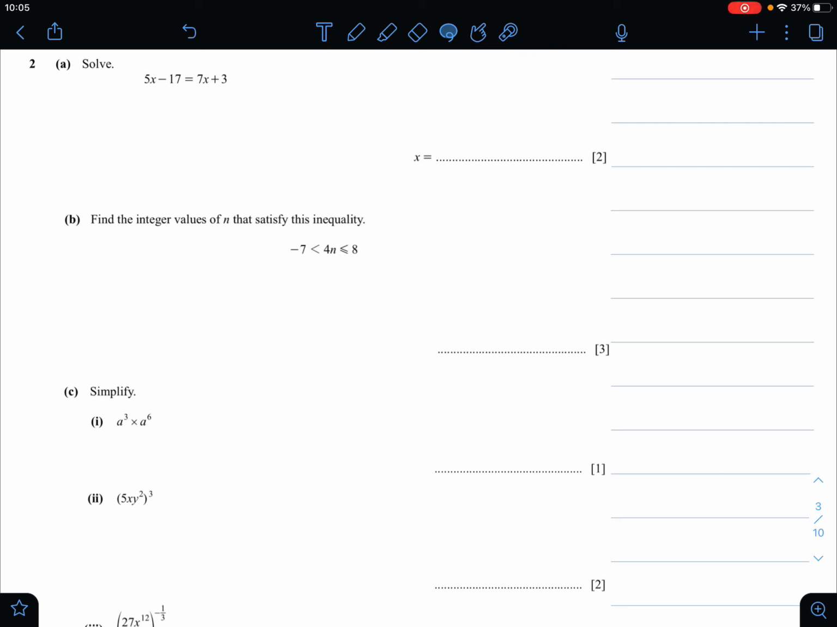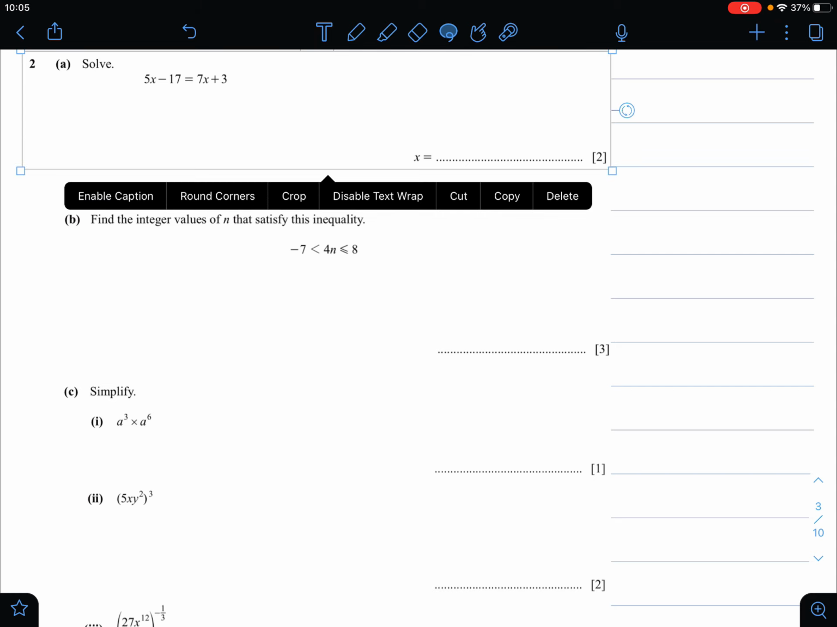Welcome to ANS Solver question 2 of this paper. For part A, they are asking us to find the value of x. Let's take 7x to the other side of the equation. What I'm doing here is getting all the variables to one side and the numbers to the other side. So 5x minus 7x is minus 2x.